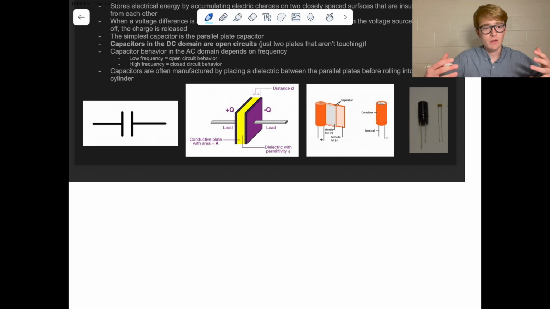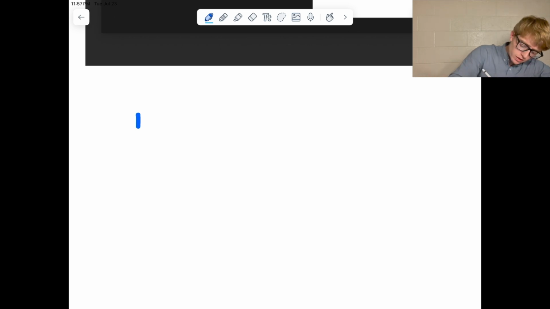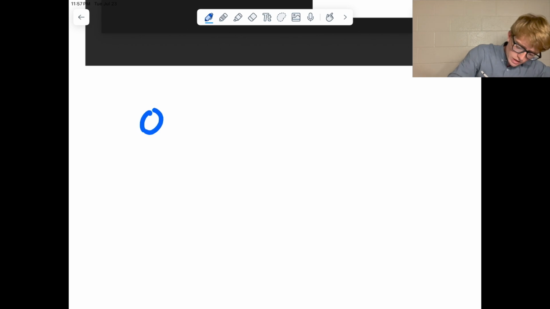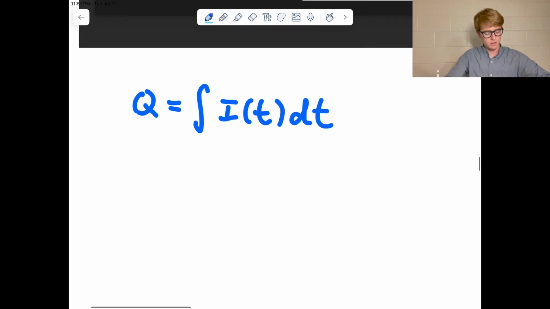That hopefully gives you some intuition about why that's happening, because like I described, the plates aren't even touching, so at DC that makes sense. Now let's look at this mathematically, which will hopefully give us a clear view of why we see this behavior. I'm going to derive an equation here that we'll then analyze. The first thing we need to understand is the concept of charge. I talked about charge building up on these two plates. Well, what is charge? It turns out charge is just the time integral of current.